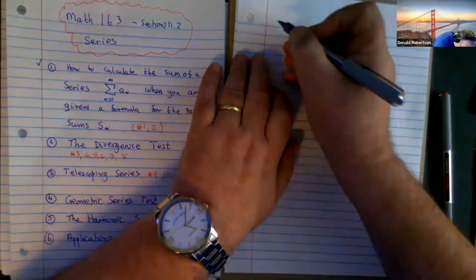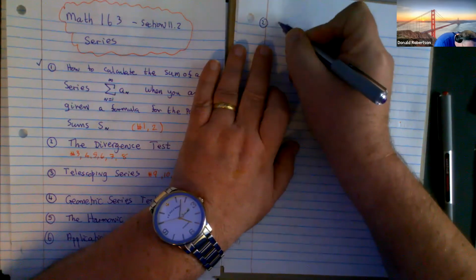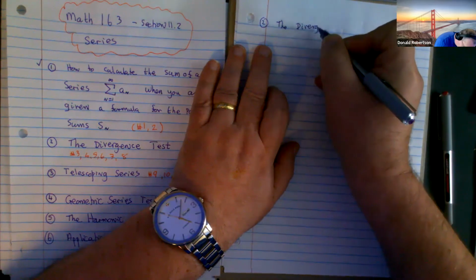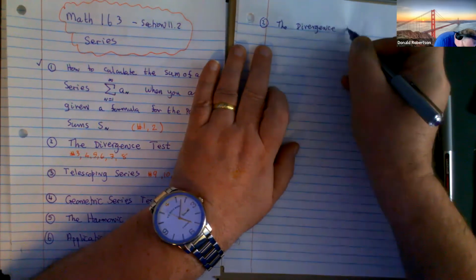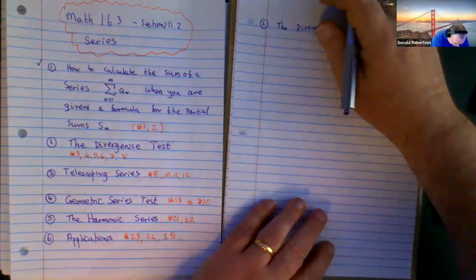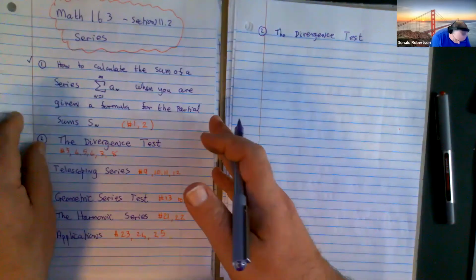Right, now we're going to go on to number 2. It's called the divergence test. It's a very helpful, very nice test. It's pretty straightforward, but it has one major drawback. So let's tell you what it is.